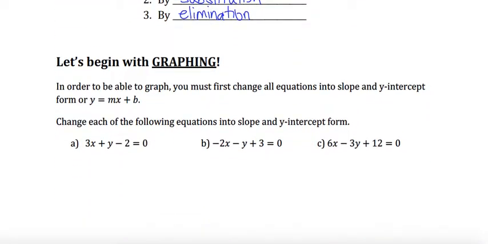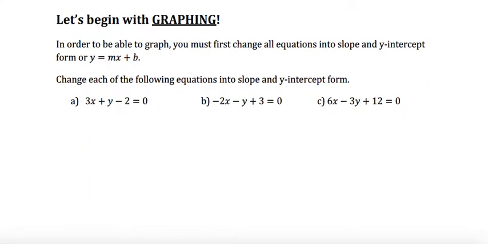So in order to be able to graph, we must first change our equations into slope and y-intercept form, or y equals mx plus b. I mean, you can use it in standard form and find your x and y intercepts, but it is truly much easier to sketch the graph when we know the slope and the y-intercept. So let's start by just reviewing what we know by changing these equations into slope y-intercept form.